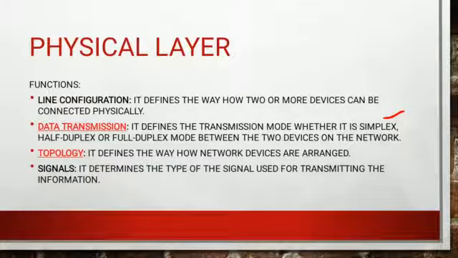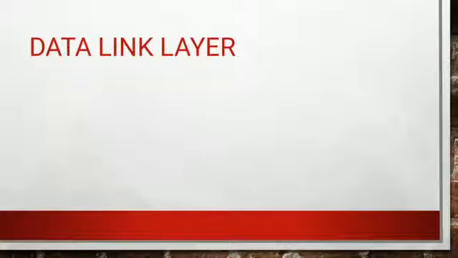Signals. Signal means the transmission of data, the type of data to be transmitted. So here we will consider either analog signals or digital signals. Any type of signal can be transmitted from one device to another device. So this is about the functionalities of the physical layer.